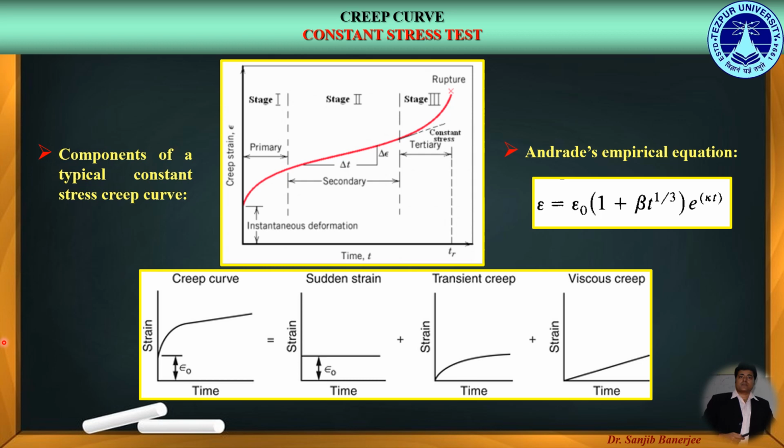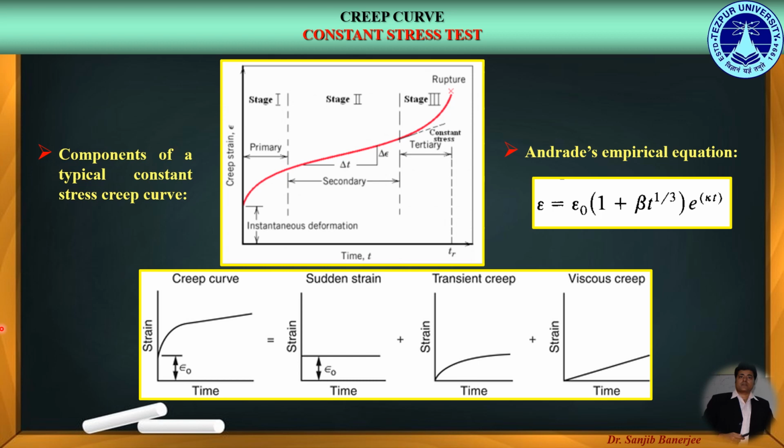In this section, we will learn about the constant stress creep curve. Here, in the first figure, the red line denotes the constant load creep curve, while the dotted line indicates the constant stress creep curve. The second figure represents the different components of a typical constant stress creep curve.